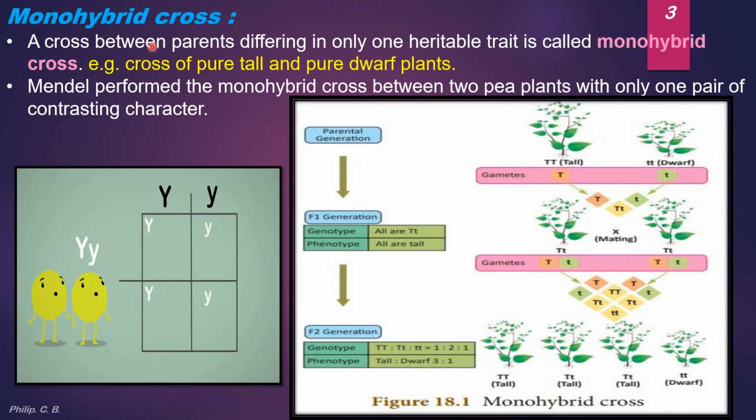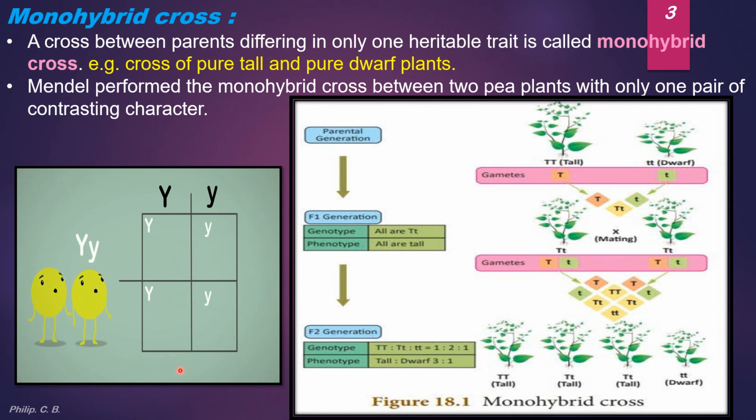Now we learn the first part, that is monohybrid cross. A cross between parents differing in only one heritable trait is called monohybrid cross, as the term mono means single, one. So here in monohybrid cross we are learning about one trait. Example, cross of pure tall and pure dwarf plants. Mendel performed the monohybrid cross between two pea plants with only one pair of contrasting characters. So here we can see the monohybrid cross between pure tall and dwarf plants where only one character is considered.